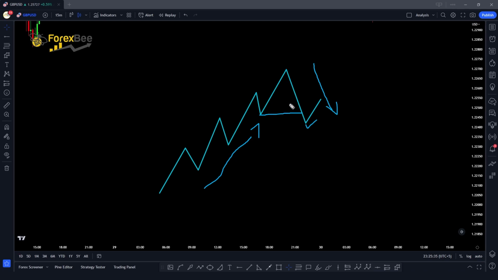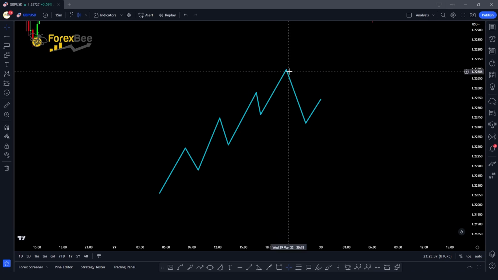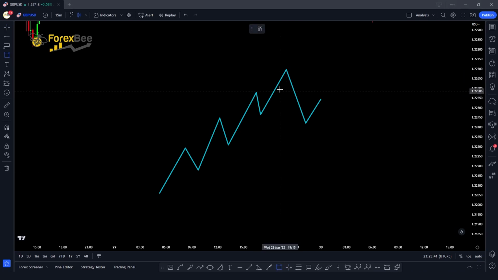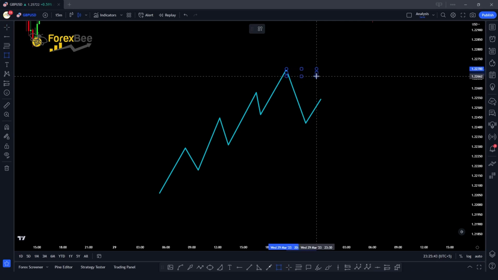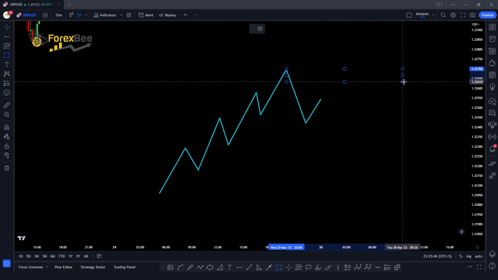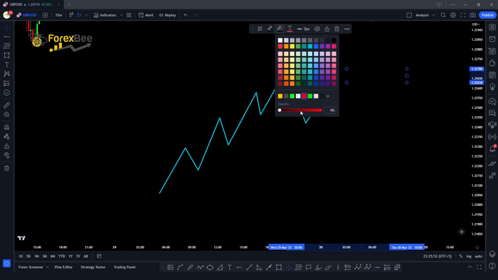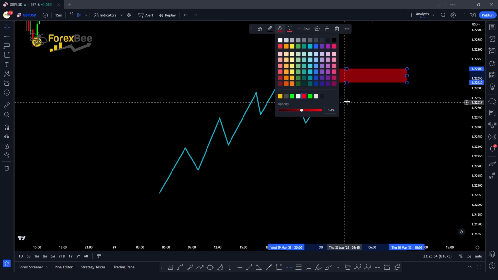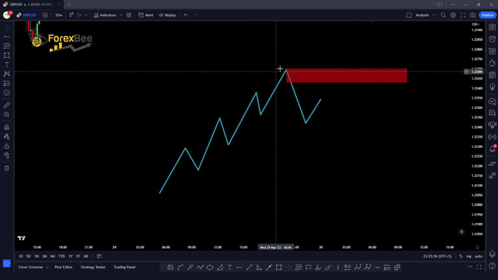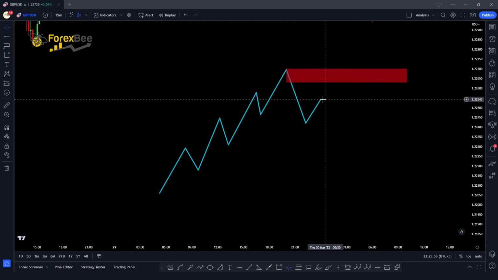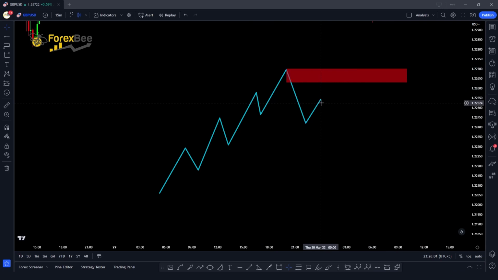Now what should we do once we have detected that there is a change in character? Mostly, whenever there is a change in character, the highest high that the market has reached is the area of interest. And there are multiple ways you can use this area of interest in your trading. So let me just increase this opacity so that you can see this area of interest. So we'll mark that area down, and after that we'll wait for the price to pull back into this area.